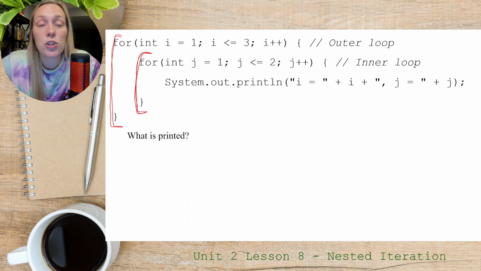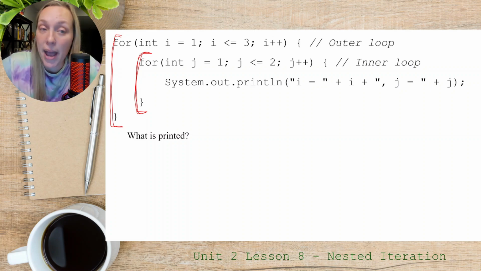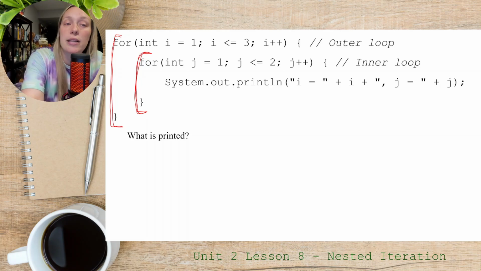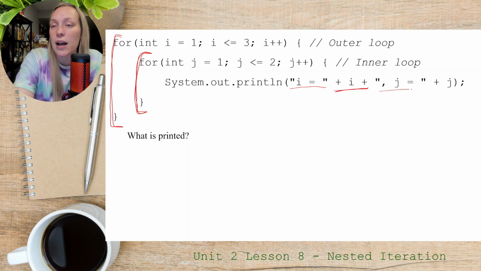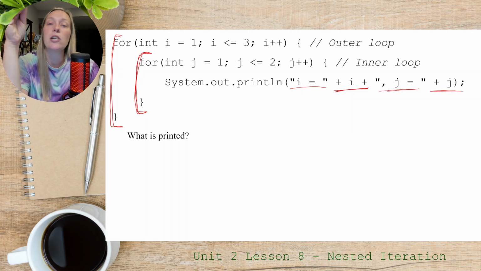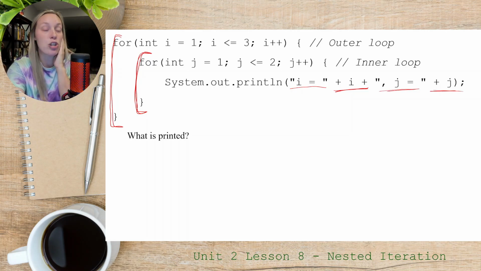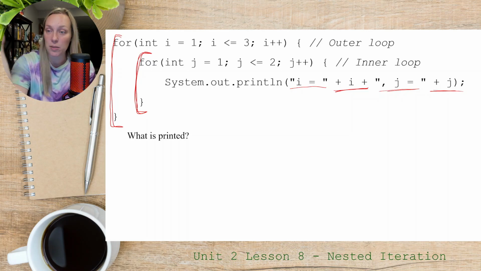So the outer loop and inner loop are going to use different variables in their loop headers. Okay. So what I'm going to do here is print off a pattern. Inside this inner loop, I have a print statement where it prints "i equals" plus the value of i, plus ", j equals" plus the value of j. So this is a way we can just print off what the values of i and j are as this loop iterates through. Okay, so what is printed?